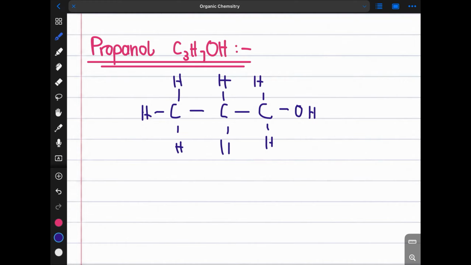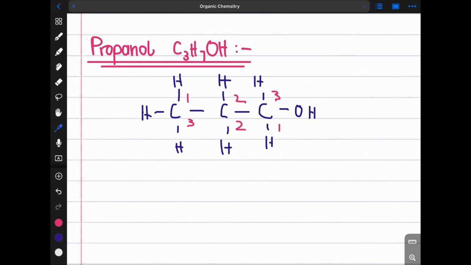Alright, now let's name them together. It was said that we have to identify the longest chain here, and you can see that this is our longest chain. We're going to start numbering it like this, 1, 2, 3. And then we're going to do the opposite, 1, 2, 3. And now you can see that this carbon atom contains the hydroxyl group, which is our functional group. And therefore, we're going to take the least number here as 1.